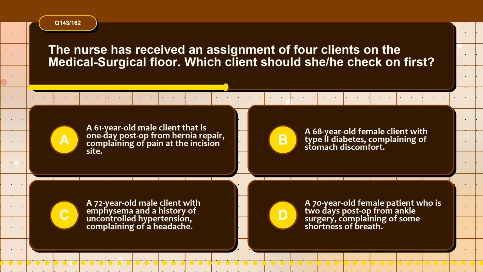Option B, a 68-year-old female client with type 2 diabetes, complaining of stomach discomfort. Option C, a 72-year-old male client with emphysema and a history of uncontrolled hypertension, complaining of a headache. Option D, a 70-year-old female patient who is 2 days post-op from ankle surgery, complaining of some shortness of breath.